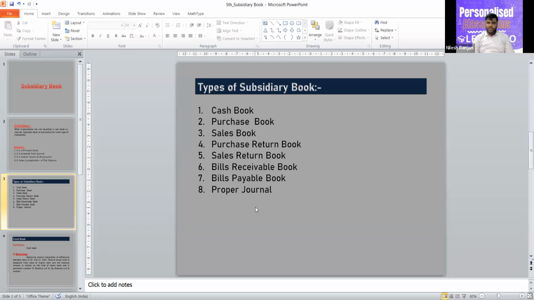The last one is the proper journal. Now, in the proper journal, there are many transactions that cannot be entered in any of these 7 books: cash book, purchase book, sale book, purchase return book, sales return book, bills receivable book, bills payable book. In any of these 7 books, we cannot enter that transaction. That's why we have to enter that transaction into the proper journal.